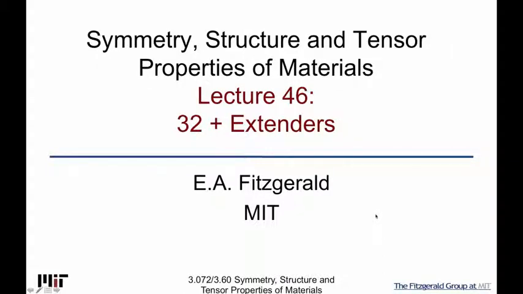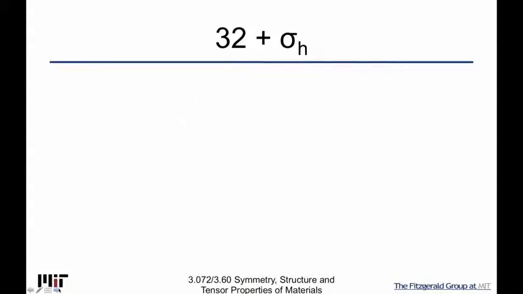As in the 222 case, here's the 3-2 that we had done with an axial combination that was allowed by our axial relationships through cosine A, cosine B, cosine C. And now we're going to add extenders to it. Just like the 222, we're going to go through all the cases and show you that some of them don't produce unique features. Let's start with the horizontal plane.